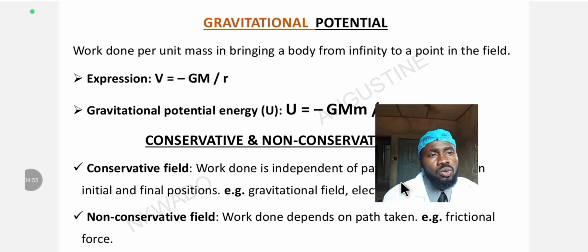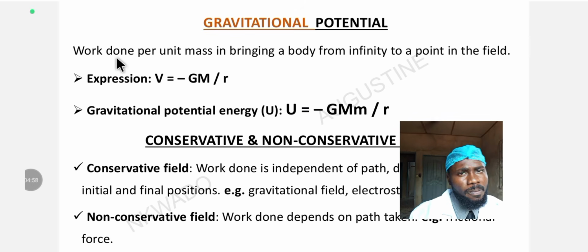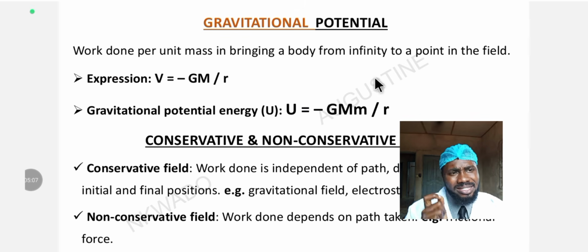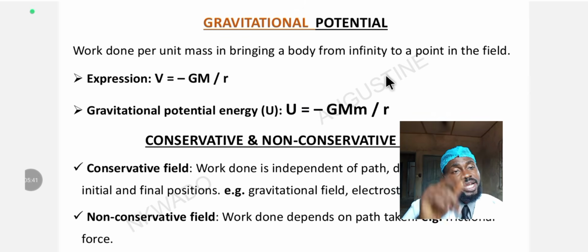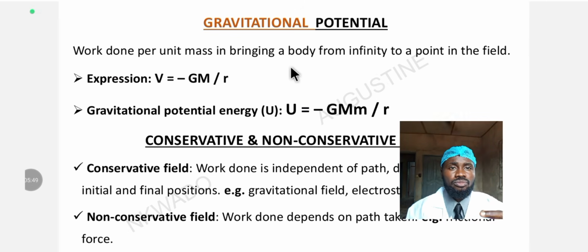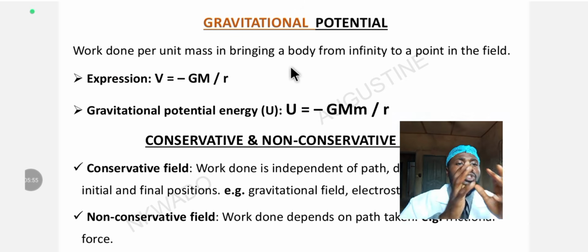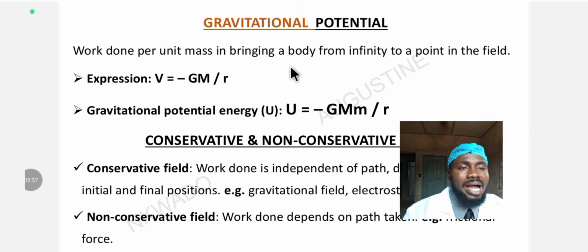Gravitational potential. What do you understand by the term gravitational potential? It is the work done per unit mass in bringing a body from infinity to a point in the field. What is infinity? The point of limitless count. So bringing a body from the point of limitless count to a point in the field, that is gravitational potential. It is the work done for a unit mass to move from infinity to a point in the gravitational field. As simple as that.